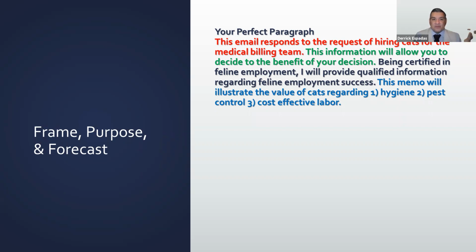Frame: this email responds to the request of hiring cats for the medical billing team. Purpose: this information will allow you to decide the benefit of your decision. And then we forecast: this memo will illustrate the value of cats regarding one, hygiene, two, pest control, three, cost-effective labor. This is your perfect paragraph. It's going to be very hard for you to not do well if you just plug and play this introductory paragraph into your direct informative messaging.